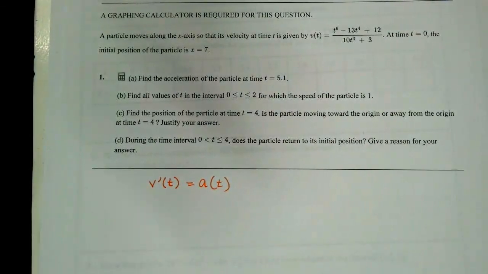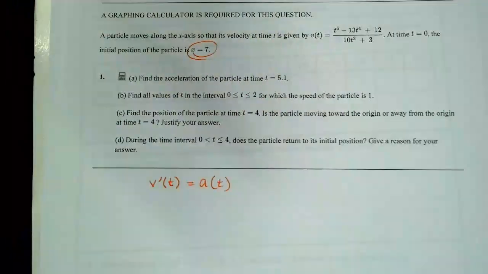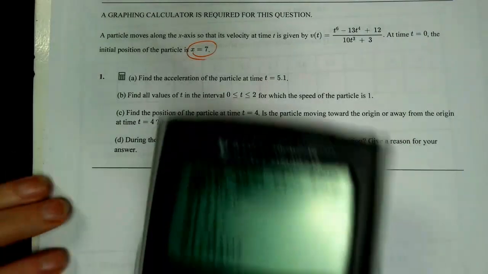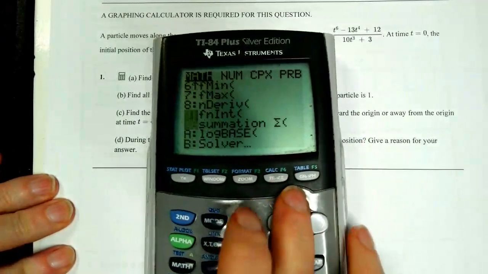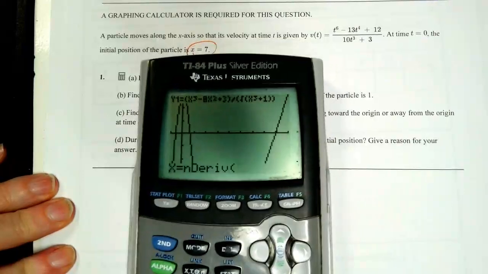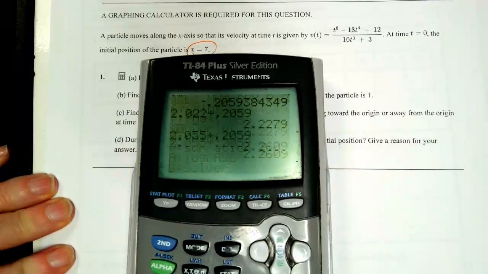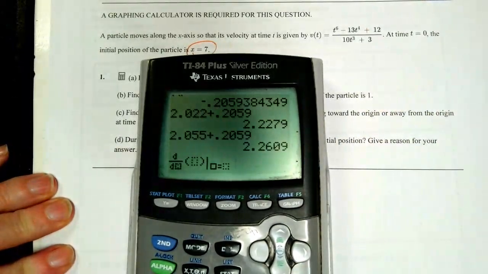And then it says at x equals 7. So this is a calculator question. So I'm going to math, and I'm going to take the derivative. You have to write it, and I'm going to type this in.